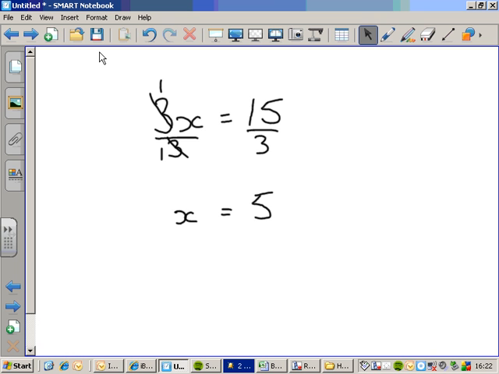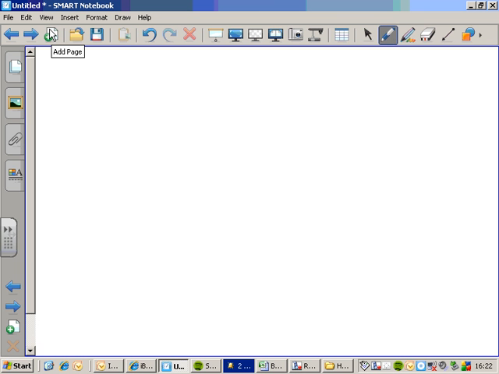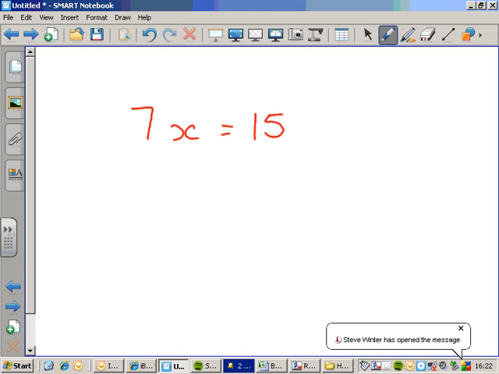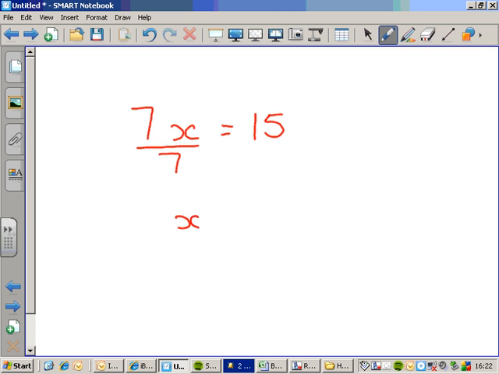Let's do another one. Think of a number, times it by 7. My answer is 15. Okay, so I took a number, I times it by 7, I've got an answer of 15. So 7 lots of x is worth 15. So what do I do to 7x to make 1x? I divide it by 7. 7 divided by 7 is 1. So 7x divided by 7 is x. And over on the other side, I divide 15 by 7 as well.